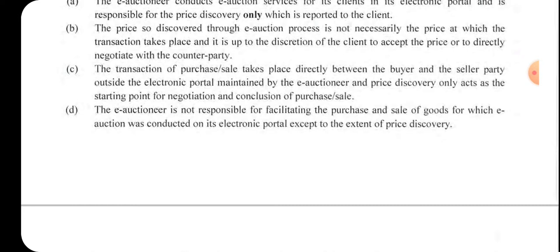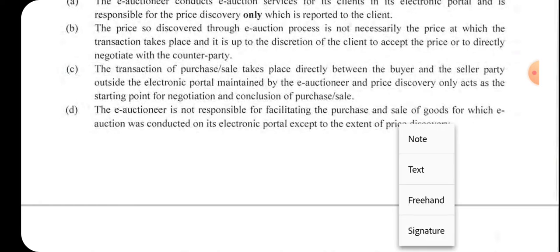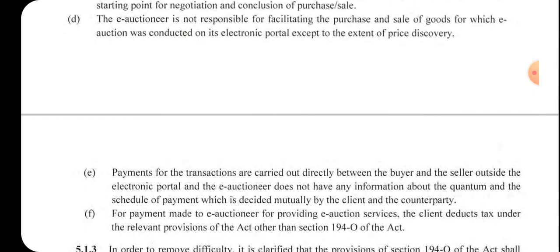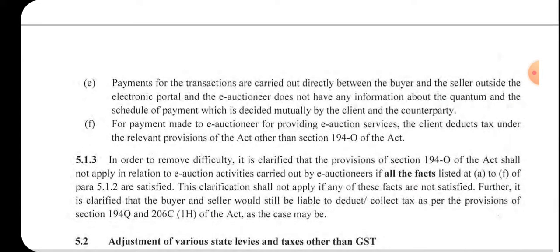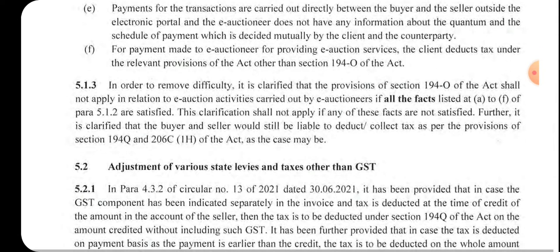C. The transaction of the purchase or sale takes place directly between the buyer and the seller outside the electronic portal maintained by the e-auctioner, and price discovery only acts as the starting point of the negotiation and conclusion of the purchase or sale. D. The e-auctioner is not responsible for facilitating the purchase and sale of the goods for which the e-auction was conducted on its electronic portal, except to the extent of price discovery. And E. Payments for the transaction are carried out directly between the buyer and seller outside the electronic portal, and the e-auctioner does not have any information about the quantum and the schedule of the payment, which is decided mutually by the client and its counterparty.